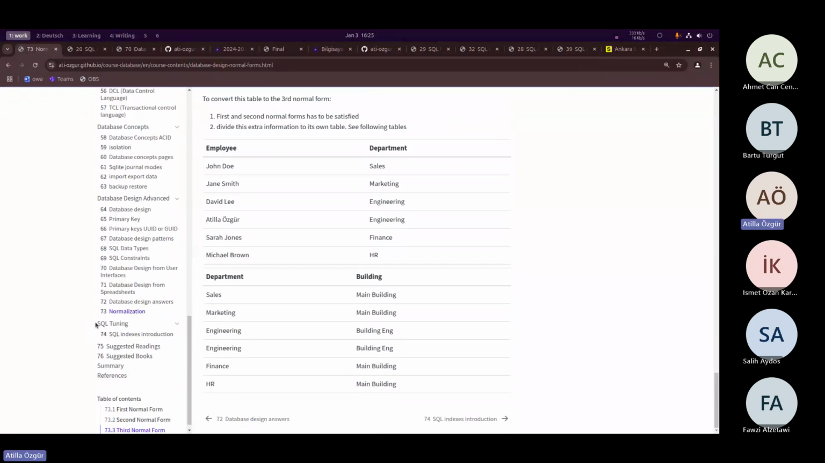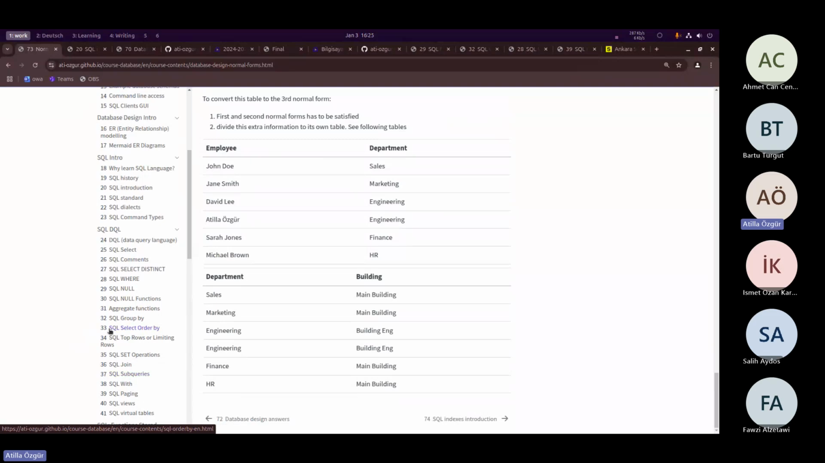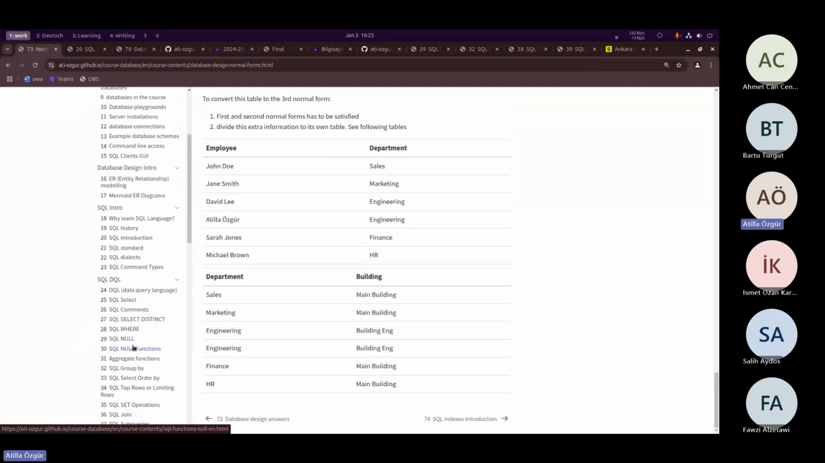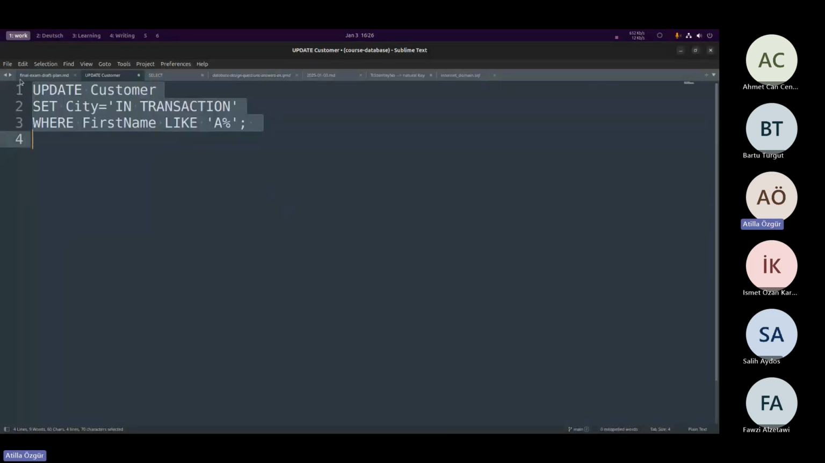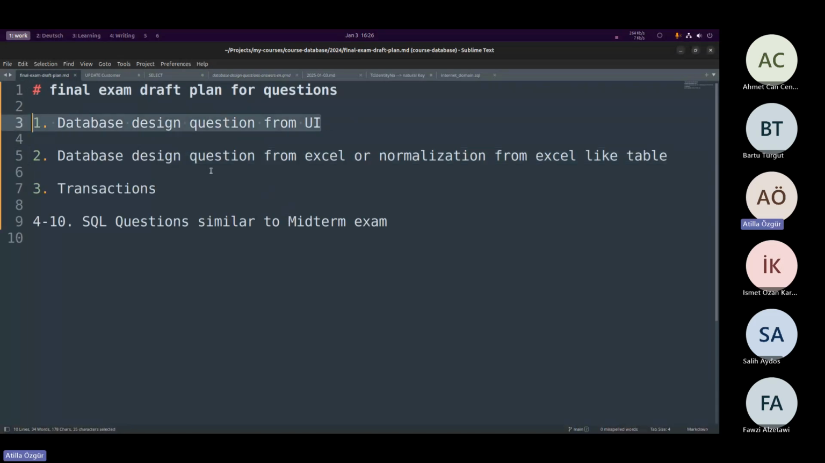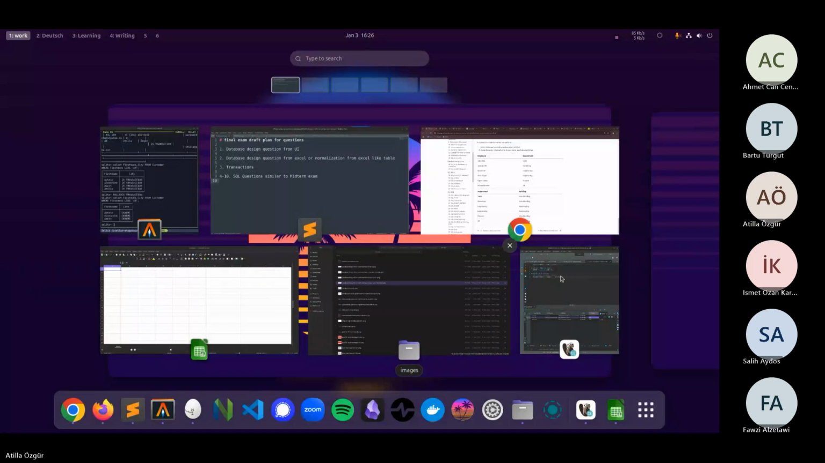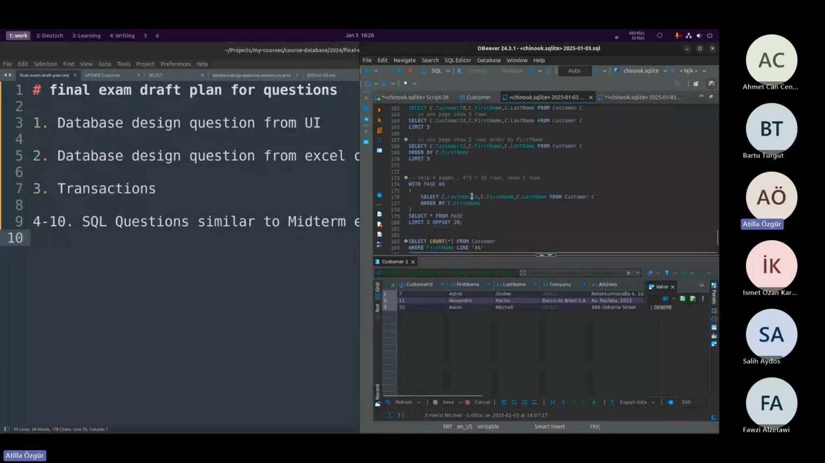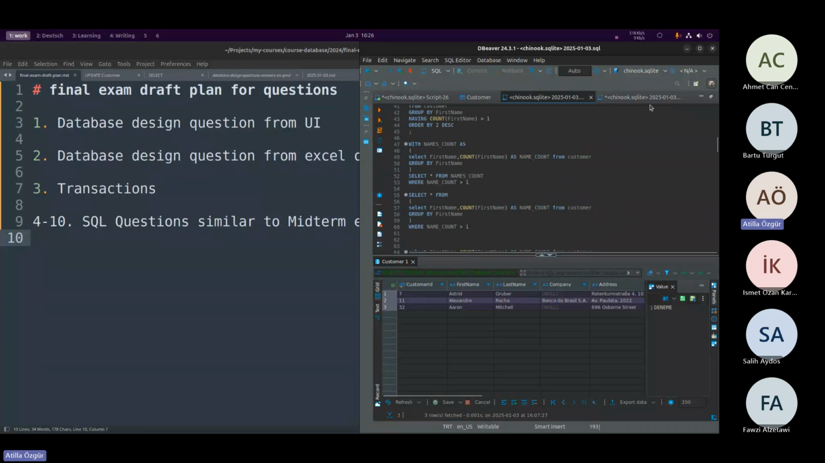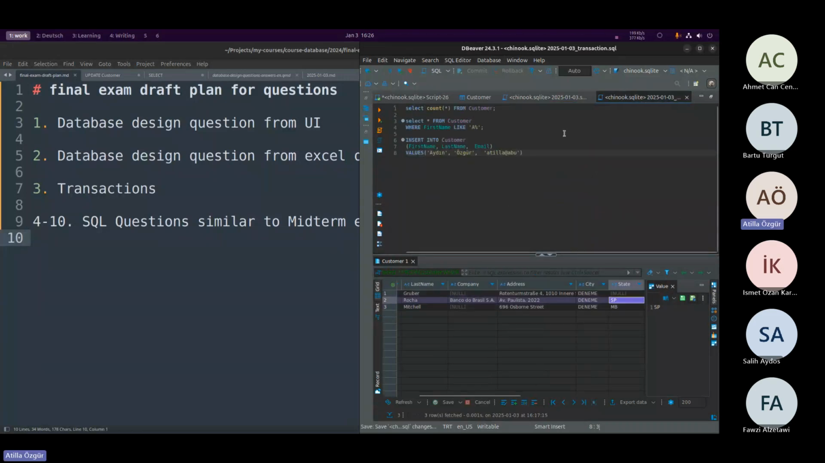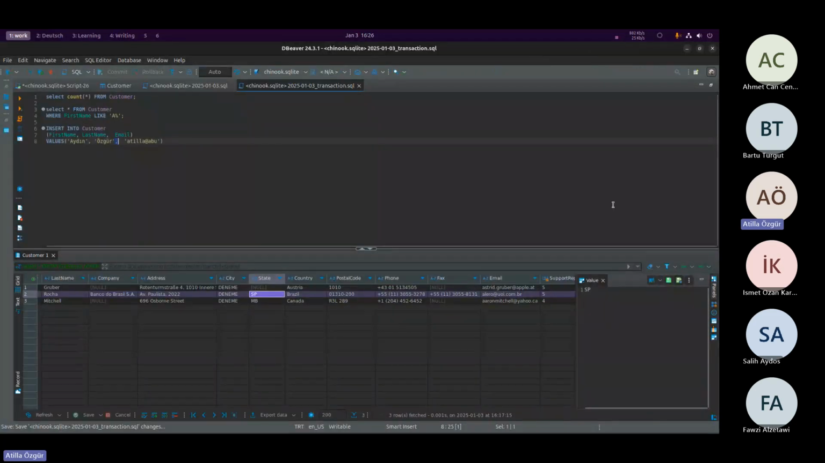I went over everything. If you have questions, please ask. Otherwise, I went over this question in the lesson, and the transaction example was also recorded. For the midterm SQL questions, we went over SQL and solved some questions. I will be putting these example questions in today's lessons too. You can look at them, but that's it. Any questions about the lesson or feedback? Please, Bartu.